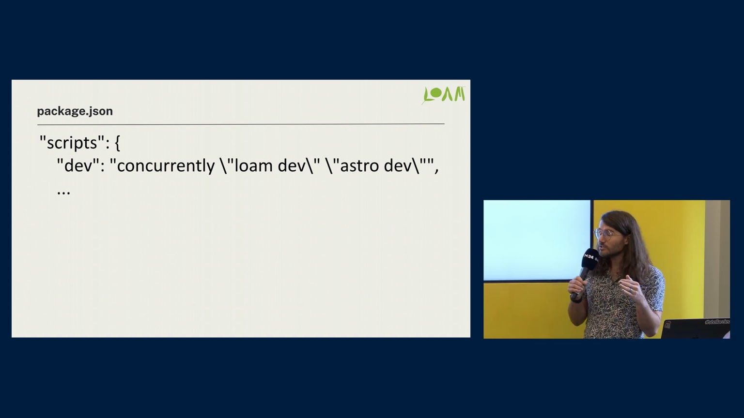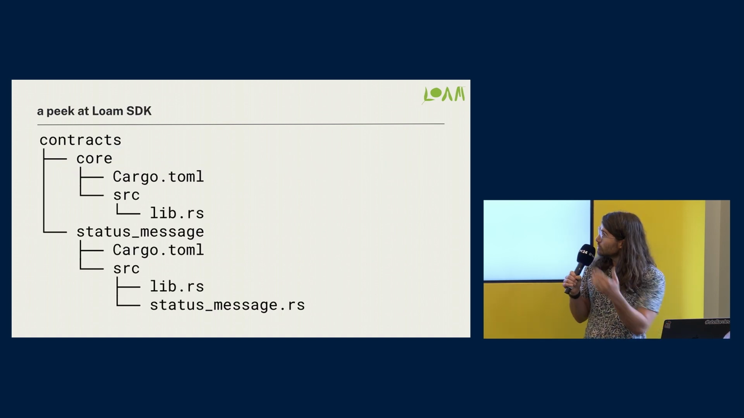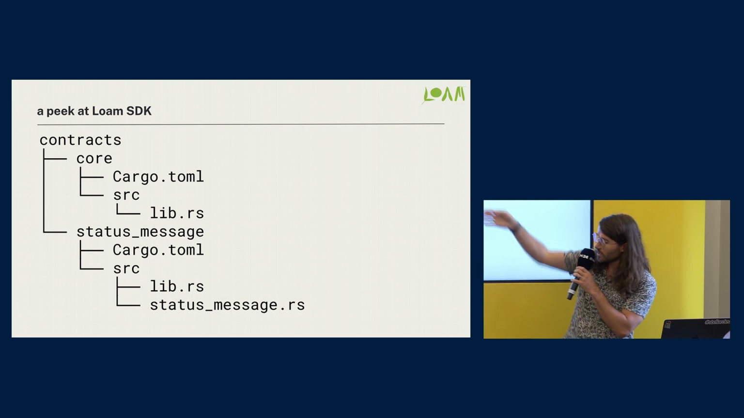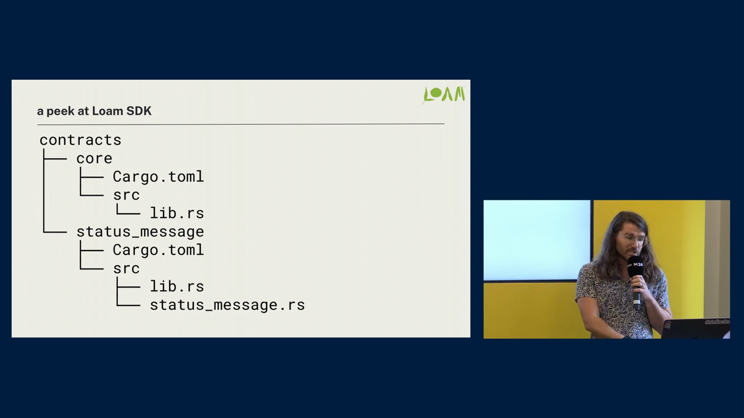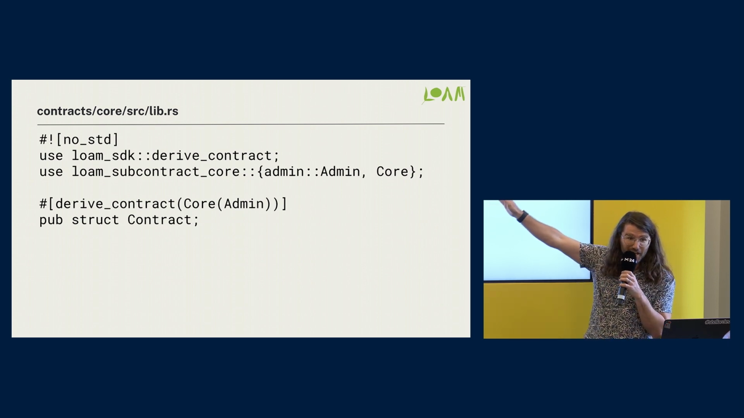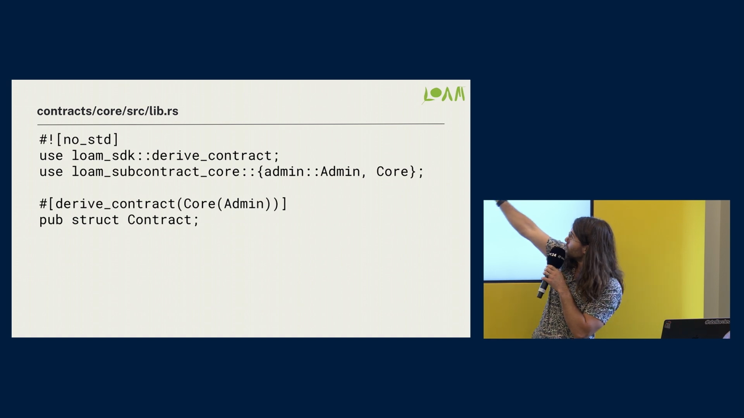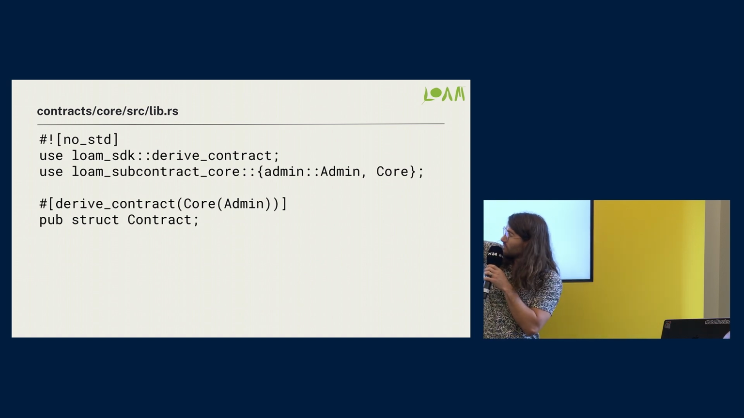Loam dev takes a little while, so while it runs, let's go look at the smart contracts we got. We got 2 example smart contracts, core and status message. If we look at the source code for core, this is literally all of it. I'm not hiding any code here. It's super simple. It imports loam-subcontract-core, and then it derives it.